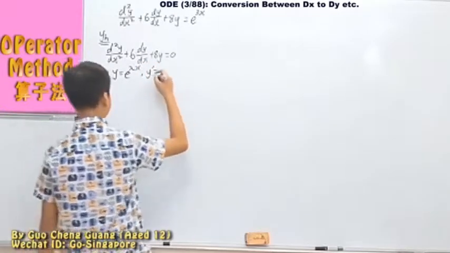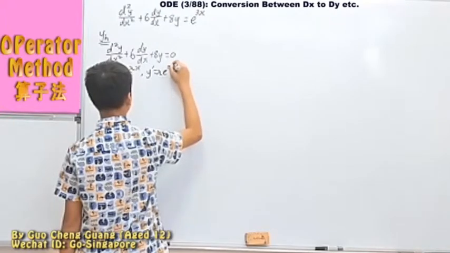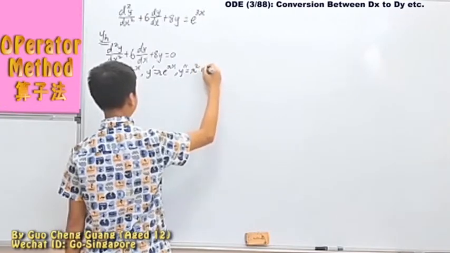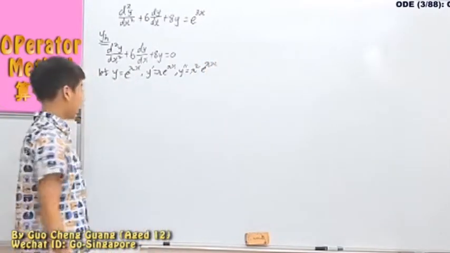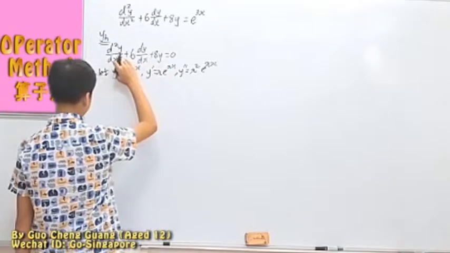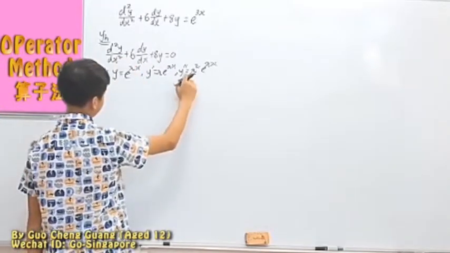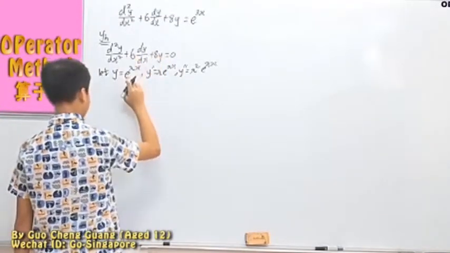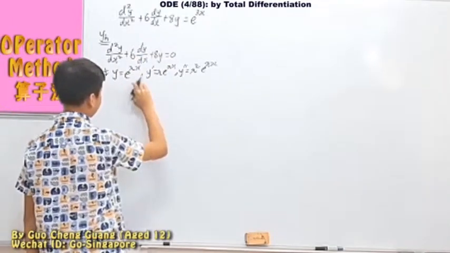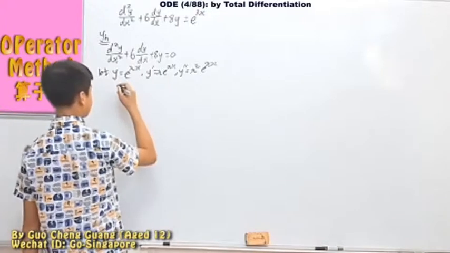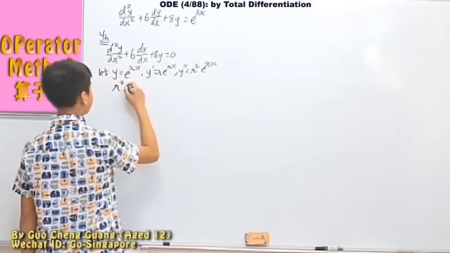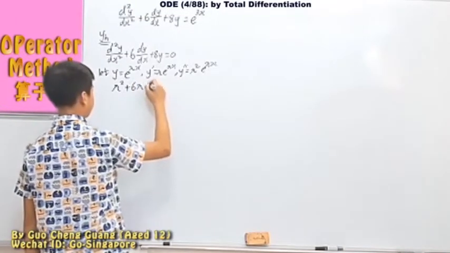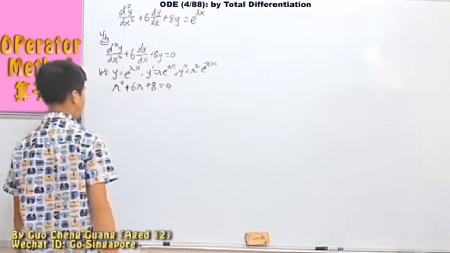So the first derivative of y is lambda e to the power of lambda x. The second derivative of y will be lambda squared e to the power of lambda x. Since here we only go up to the second derivative, we only need the second derivative in this part. Then you'll realize each of the terms has e to the power of lambda x, so you can just ignore that part. That means what you have is lambda squared plus 6 lambda plus 8, and this is equal to 0.